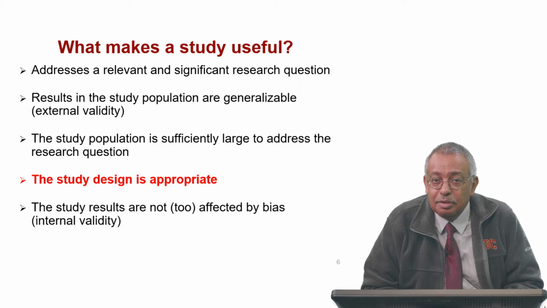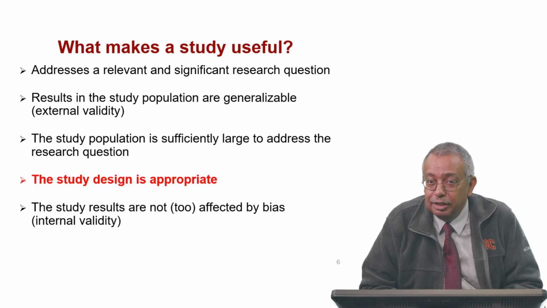The results in the study population should be generalizable. In other words, it has to have what we call external validity, and I'll come back to this later on. The study population has to be sufficiently large to address the research question. Again, we'll come back to this in the second part of this lecture.